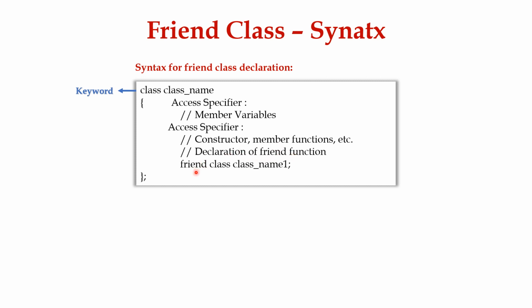The next statement is friend followed by class. Both friend and class are keywords for class_name1. So this is the friend class, that is class_name1 is acting as a friend class to the class_name.